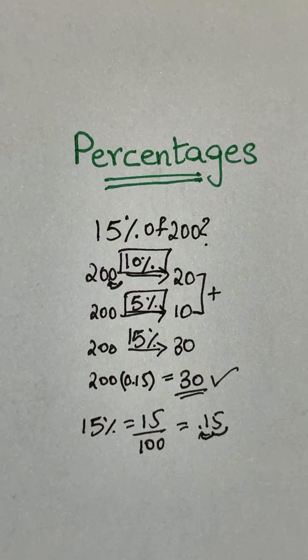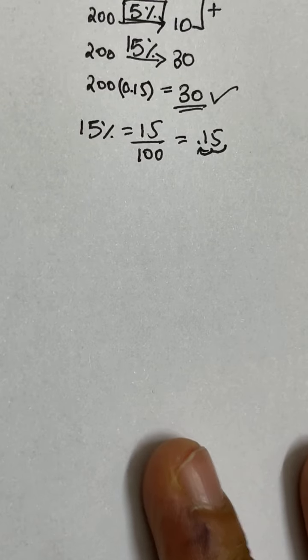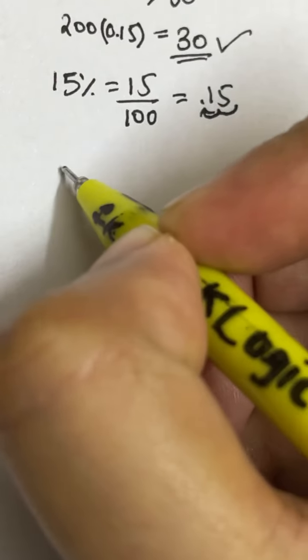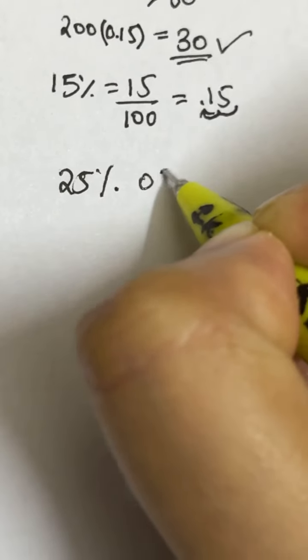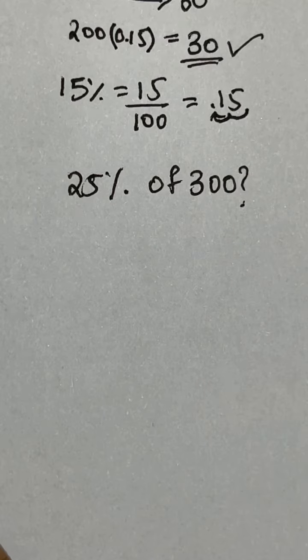Okay, let's try out another question. This is how you can confirm the answers using your calculator as well. Okay, let's see another question. Let it be 25% of 300. So what's 25% of 300?